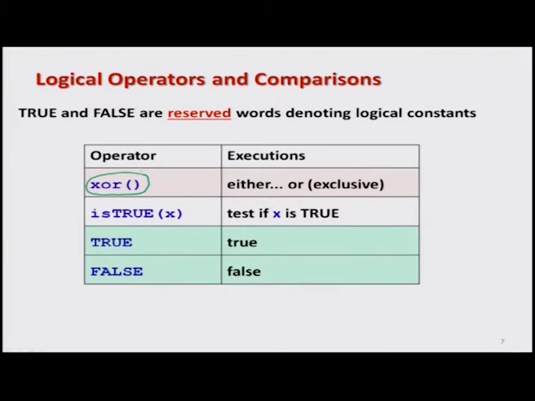Similarly, there is another statement, isTRUE, and inside the bracket, say for example, if there is a variable x, then it is actually testing if x is true or not. That we already have used, but I am just repeating it for the sake of completeness. And TRUE and FALSE, these two words which are written in capital letters indicate whether the statement is true or false respectively.